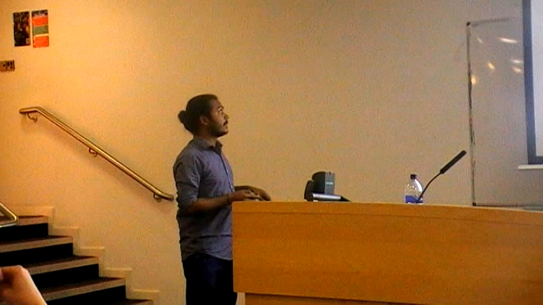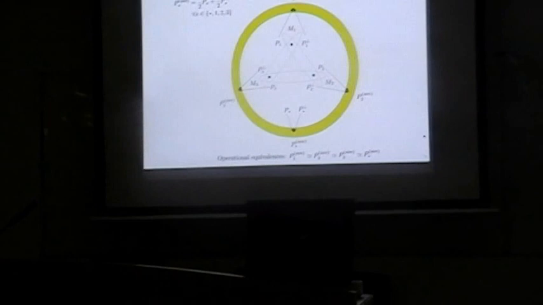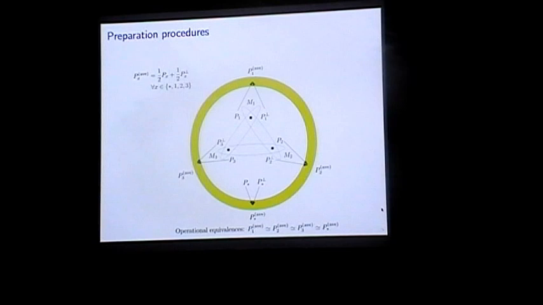So preparation procedures. With every measurement, we associate two preparations. With measurement Mi, we associate two preparations, Pi and Pi perpendicular. If you mix them equally, then the mixture for P1 and P1 perpendicular is supposed to be operationally equivalent to the mixture for P2 and P2 perpendicular, P3 and P3 perpendicular. And also, it's supposed to be equivalent to another pair of preparations. Their average is, again, P star average. So that yellow region is the region of operational equivalence for the four preparations.